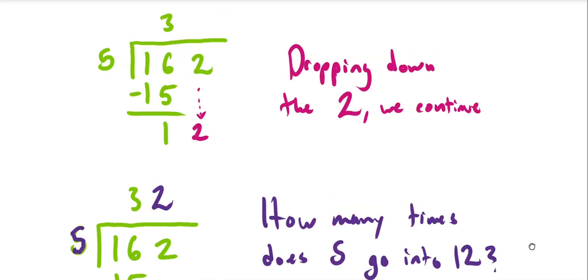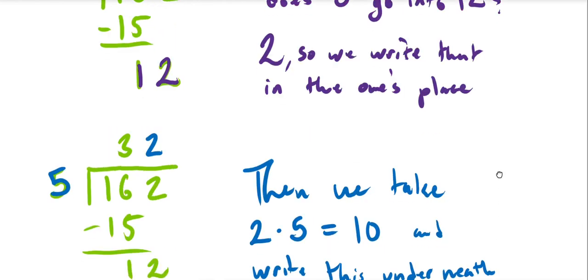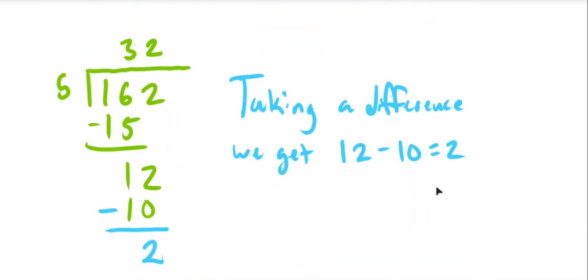So we know that we could fit 5 into 12. We could fit 5 into 12 twice. So we put a 2 above where we are right now, atop the quotient bracket, and multiplying 5 by 2, we get 10. We put that under our 12 and we subtract. And when we take that difference, we get 2.